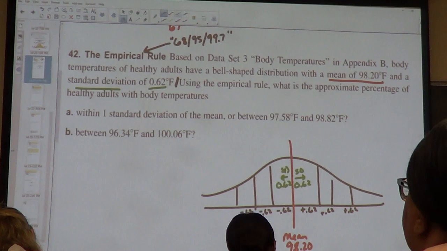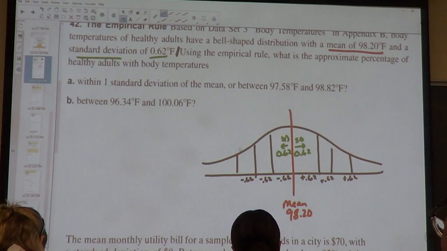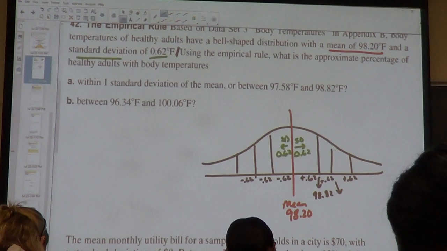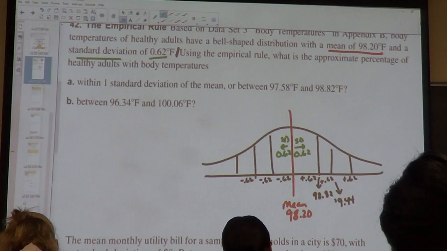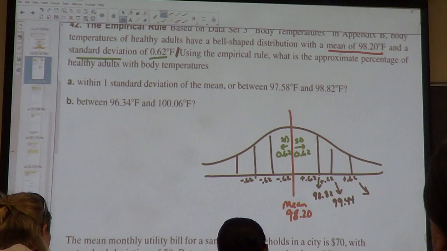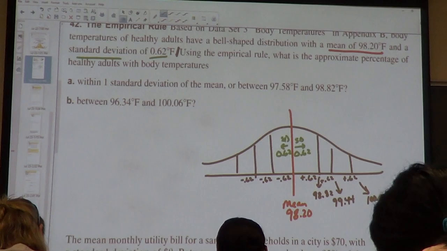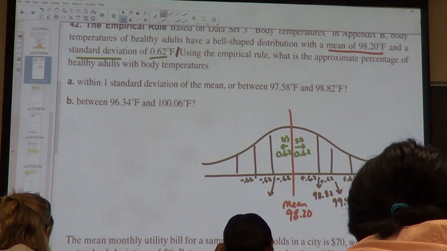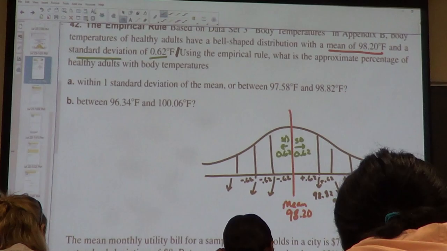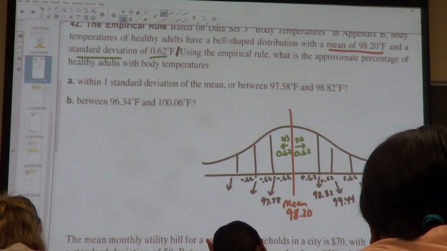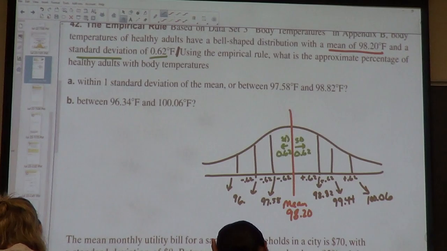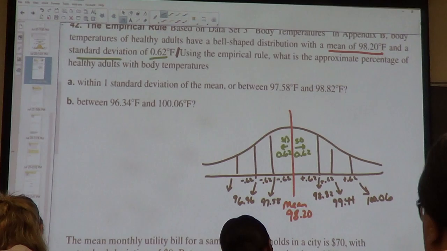Somebody with a calculator. What is 98.20 plus 0.62? That one's 98.82. What's 98.82 plus 0.62? 99.44. Okay, 99.44 plus 0.62. Is that right? Okay, now do 98.20 minus 0.62. 97.58. Minus 0.62 from that. 96.96. Minus another 0.62. 96.34. Are we good?